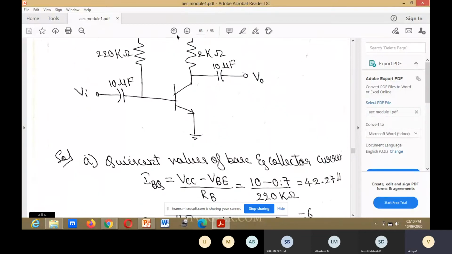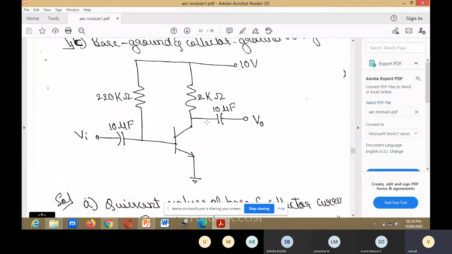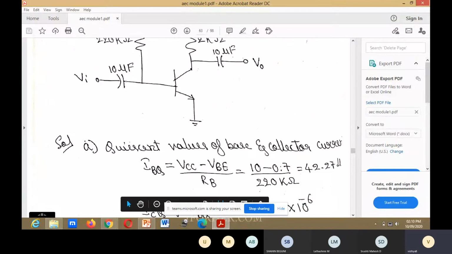First, this is the diagram. They have given the RB value and RC value. Don't consider these capacitances. Just to confuse, they will give the capacitor values. So in any of the equations, we don't consider the capacitance. RB, RC. Next, this is VCC. Quiescent value of base and collector current.